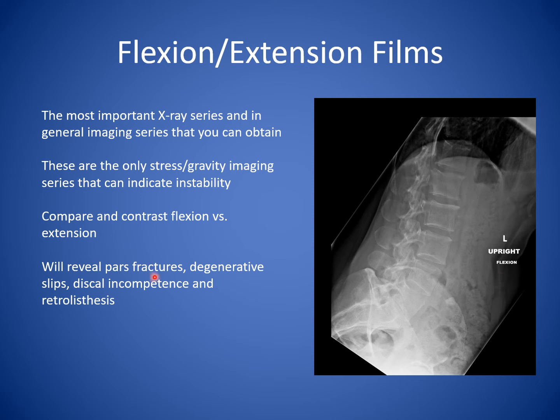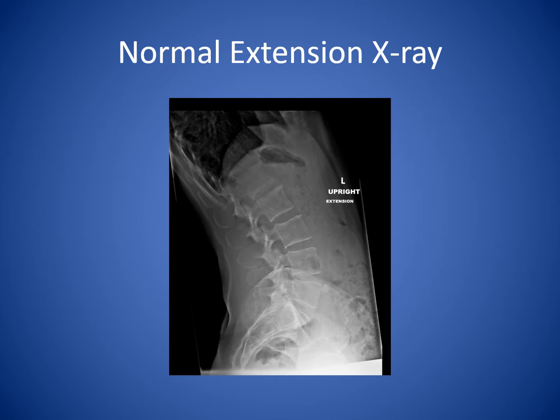And a flexion extension film will reveal pars fractures, degenerative slips, discal incompetence, and retrolistheses, as well as, of course, spondylolistheses or anterolisthesis.